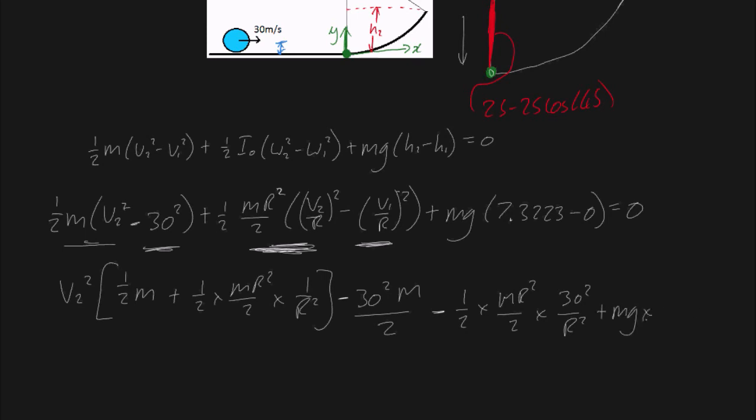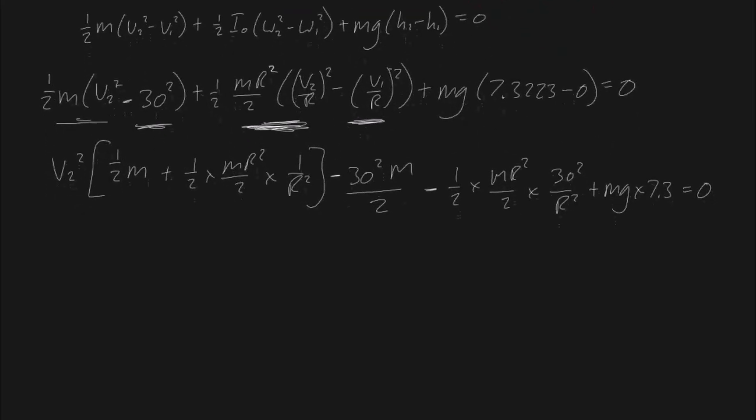Plus mg times by 7.3, I'll just leave it at 7.3 for now, is equal to 0. Okay, a lot of terms, a lot of math, but you'll find that this really simplifies out a whole lot. So let's do the simplification now.